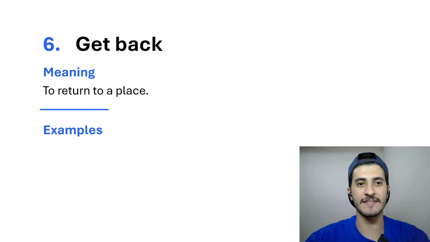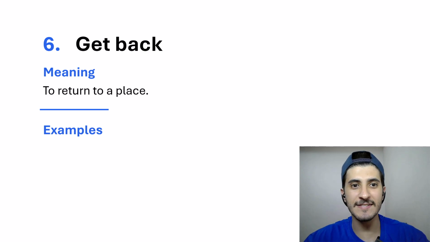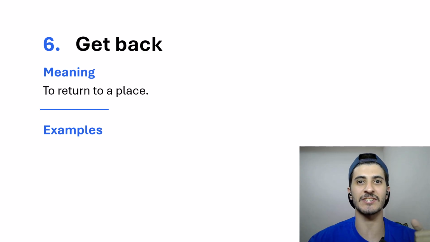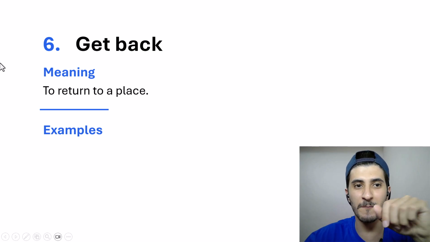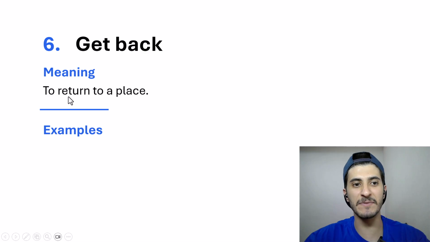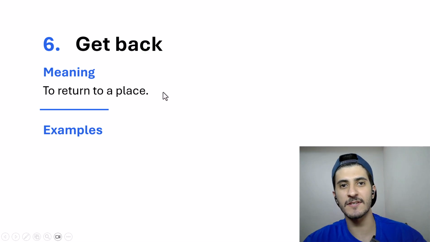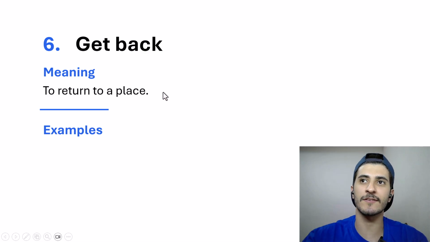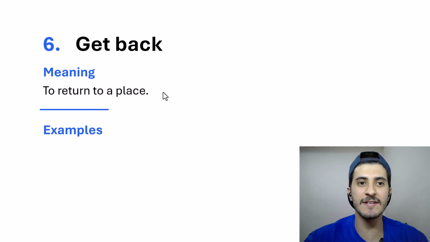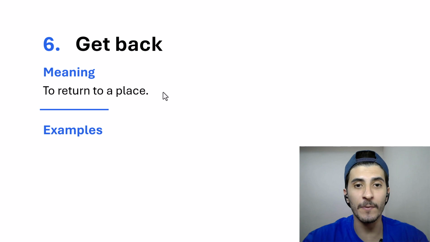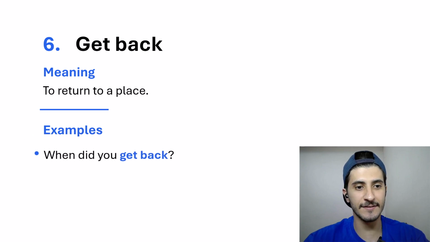Okay, the sixth phrasal verb is get back. And it's pretty obvious because it has the word back. And it means to return to a place. So imagine you've gone somewhere, for example, to a party, and you wanna just go home. It means I need to get back home, for example.